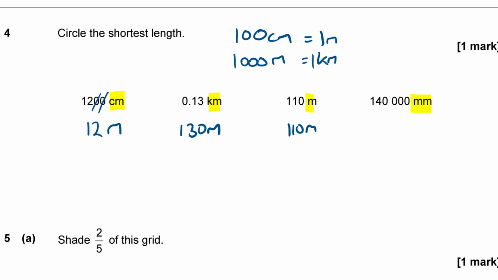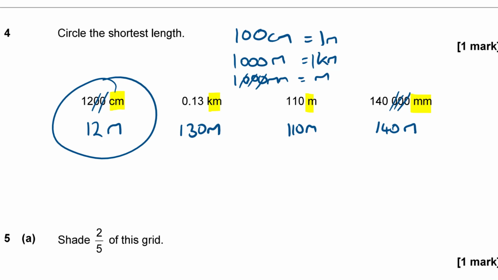And then finally, 140,000 millimetres. Now there are 1,000 millimetres in a metre. So here we need to divide by 1,000 or scratch 3 zeros. 1, 2, 3. So that in metres is going to be 140 metres. So which is the shortest? It's this one here by a country mile, isn't it?